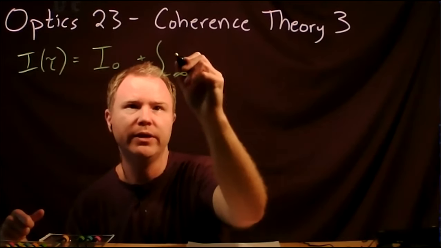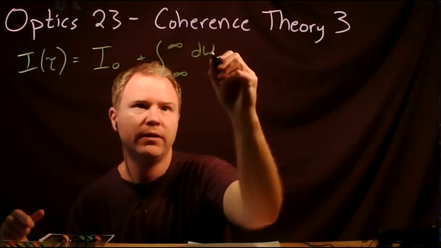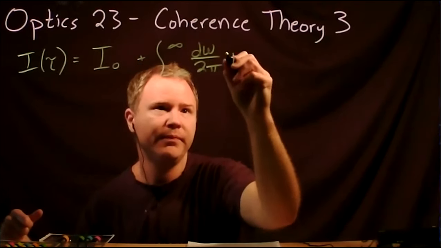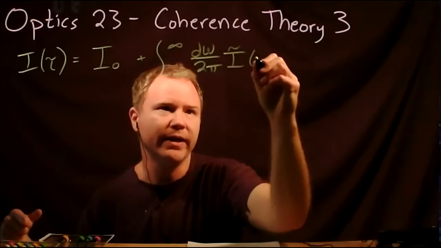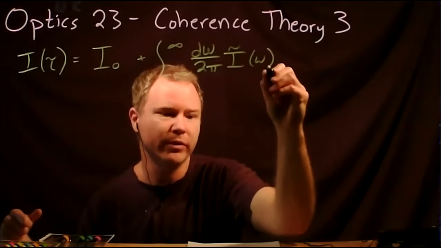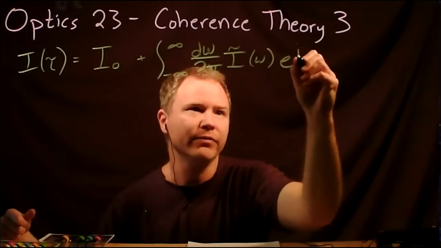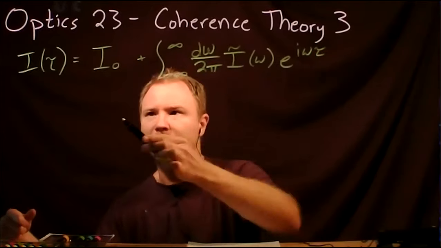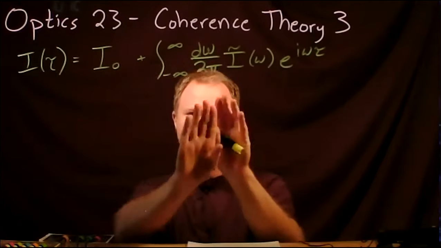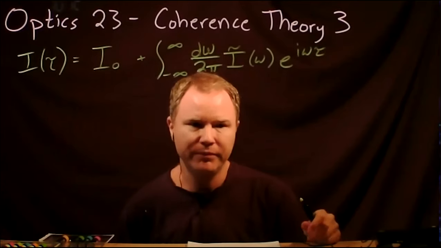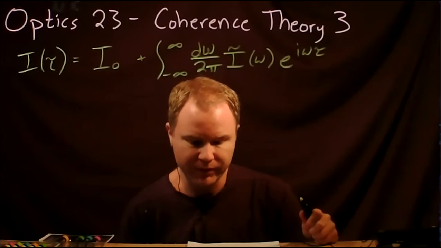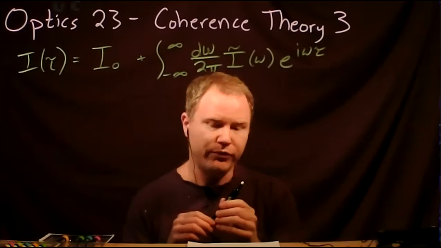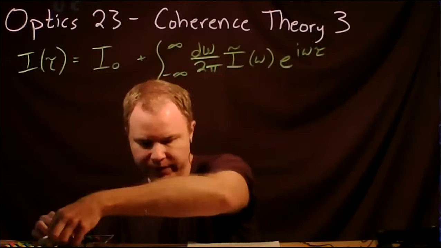So the integral from minus infinity d omega over 2 pi, the intensity spectrum, which I'm going to write as I tilde, because it is the Fourier transform, of omega, and the e to the i omega tau. This is my time-like variable, the time delay from having two copies of the source be at slightly different places. So let me just draw a picture of the interferometer again and remind you where this tau comes from.